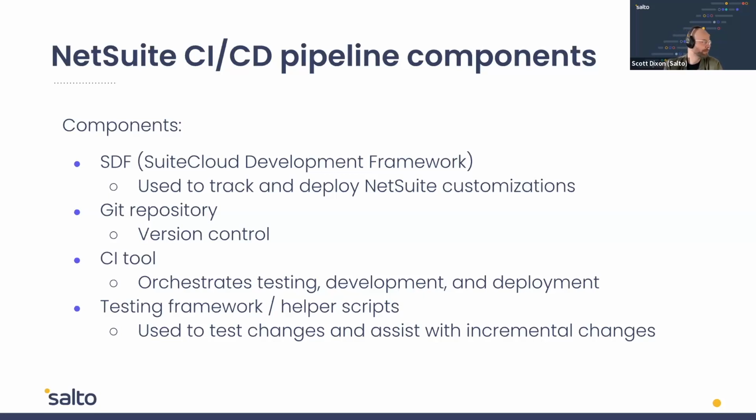The second component will be a Git repository. This is used for version control. Another component is going to be the actual CI tool itself. The CI tool is going to be the tool that orchestrates the testing, the development, and the deployment of your changes. And then part of that is going to be the testing framework and the helper scripts that you choose to use. This is used to test the changes and assist with making those incremental changes over time.